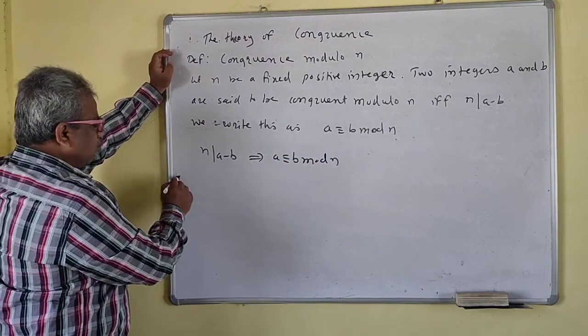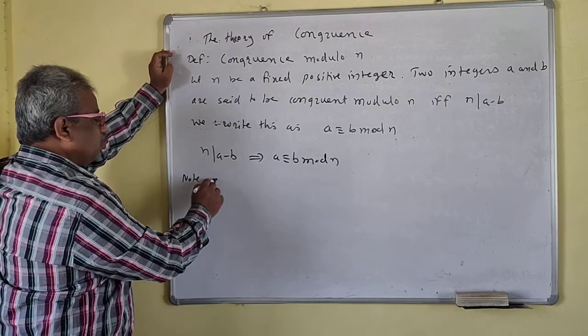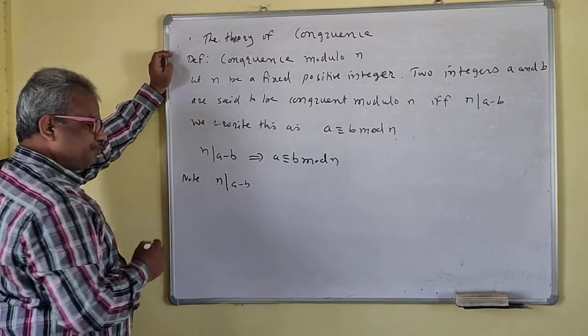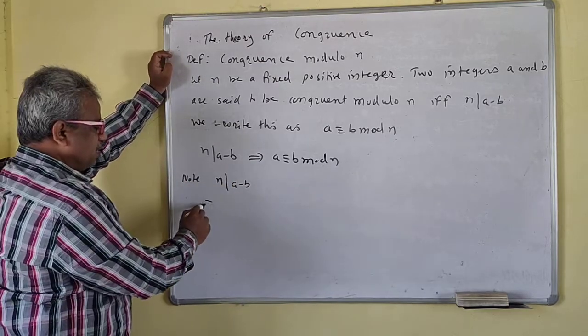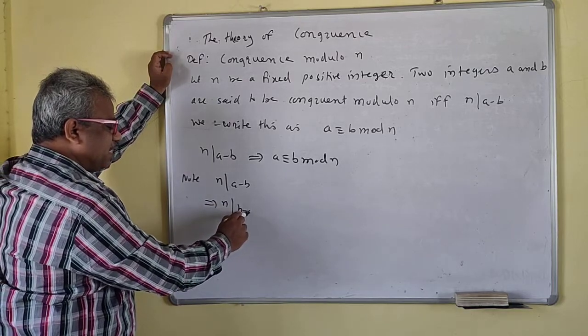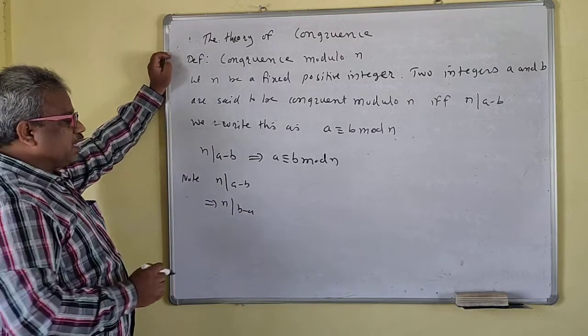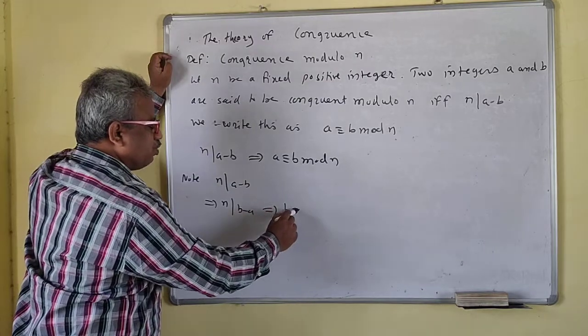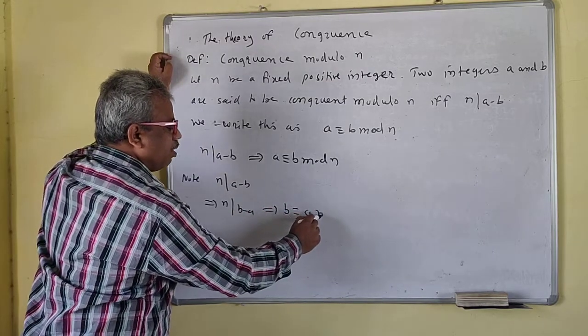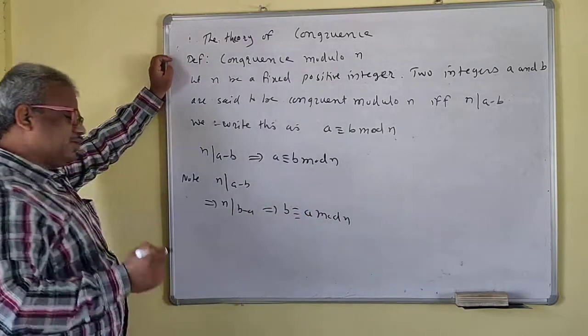Now note, n divides a minus b. This implies that n divides b minus a also. That means we can write this: b is congruent to a mod n. Also we can write this.